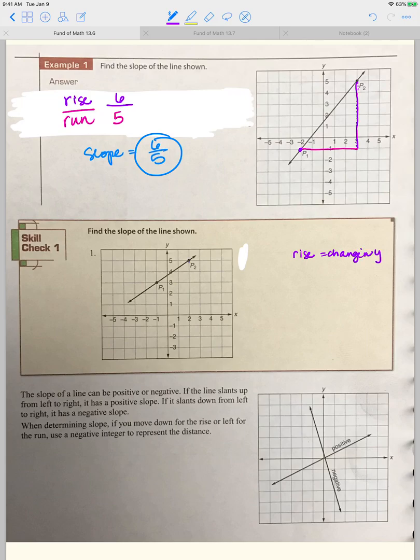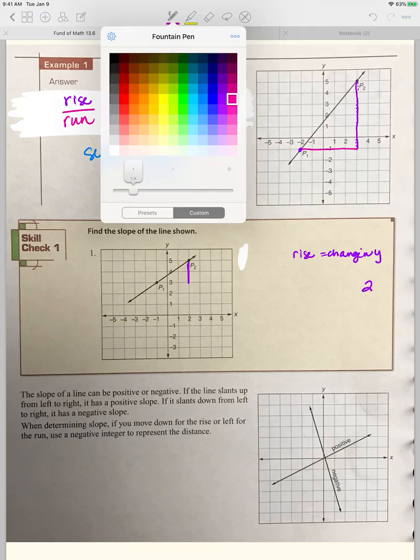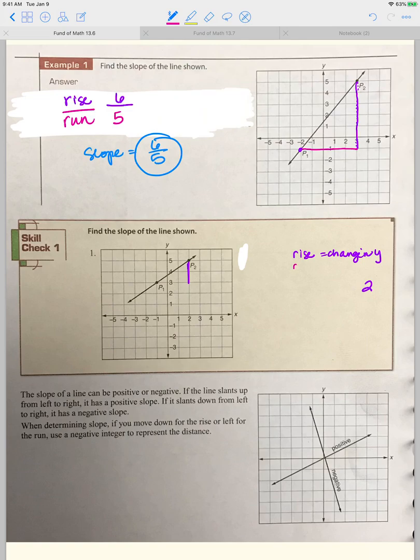Okay, so 1, 2 units. 2 units up. Okay, so our rise is 2 and slope is equal to rise over run. Run, change in x, 1, 2, 3 units, okay? So the slope of this line is 2 over 3, the change in y over the change in x.